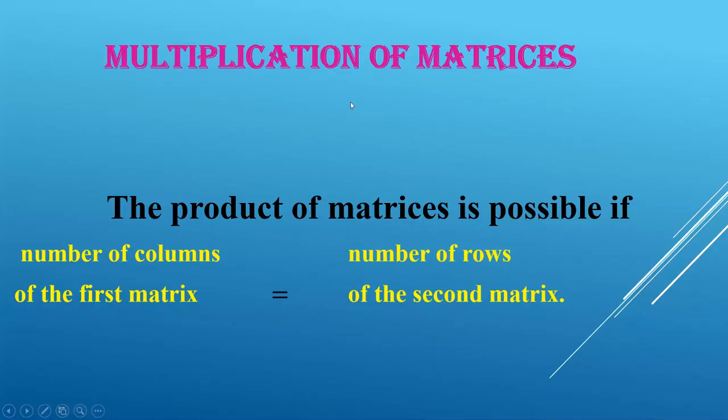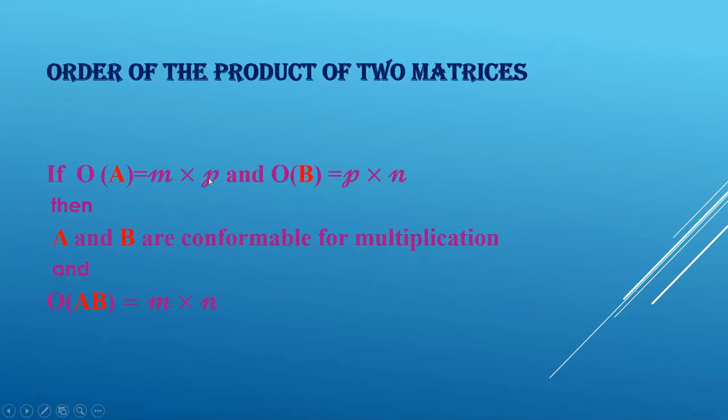Now, matrix multiplication. The product of matrices is possible if the number of columns of the first matrix is equal to the number of rows of the second matrix. Here, A is of order m by p and B is of order p by n. Then A and B are conformable for multiplication, since the number of columns of A equals the number of rows of B. And the order of AB is m by n.